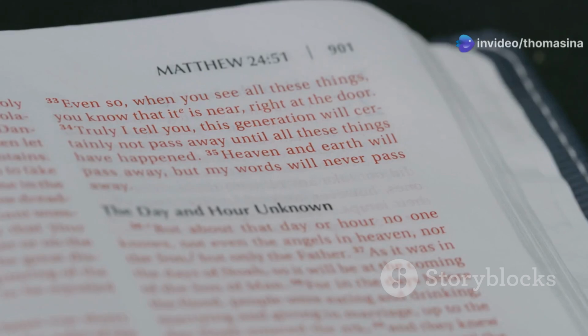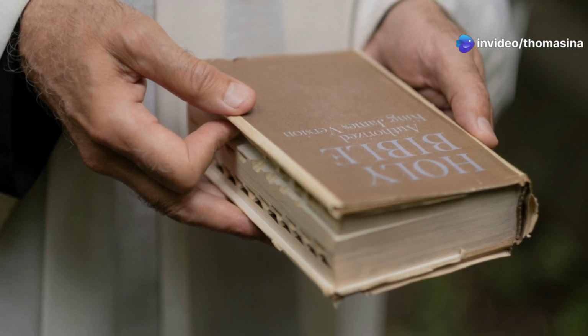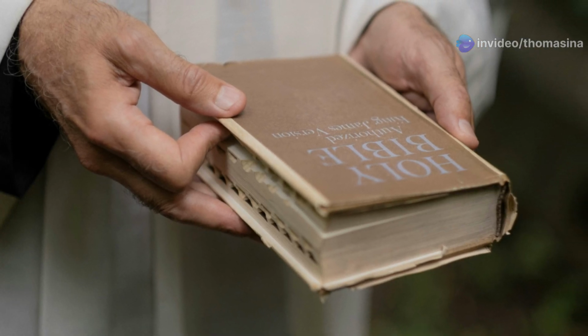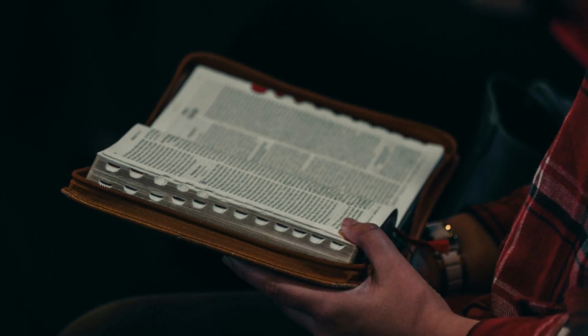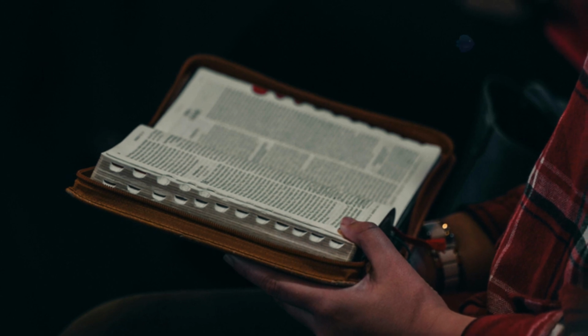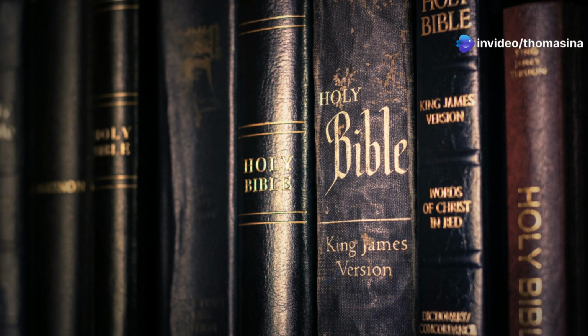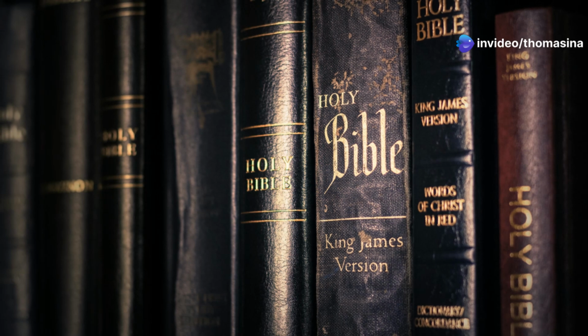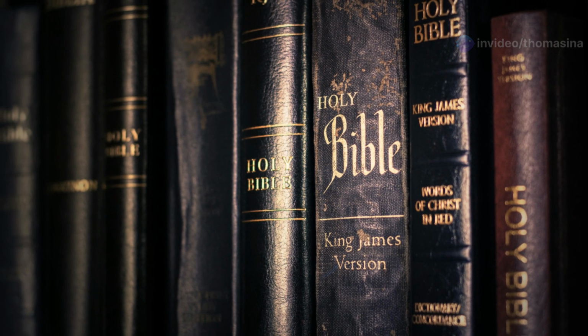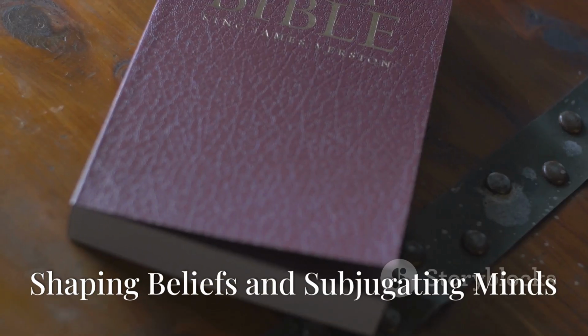The Slave Bible, in stark contrast, omits these verses entirely. The deliberate erasure of passages that acknowledge the injustice of slavery and the humanity of enslaved people served a clear purpose. It aimed to reinforce the idea that slavery was a divinely ordained institution and that resistance or rebellion against slaveholders went against God's will.